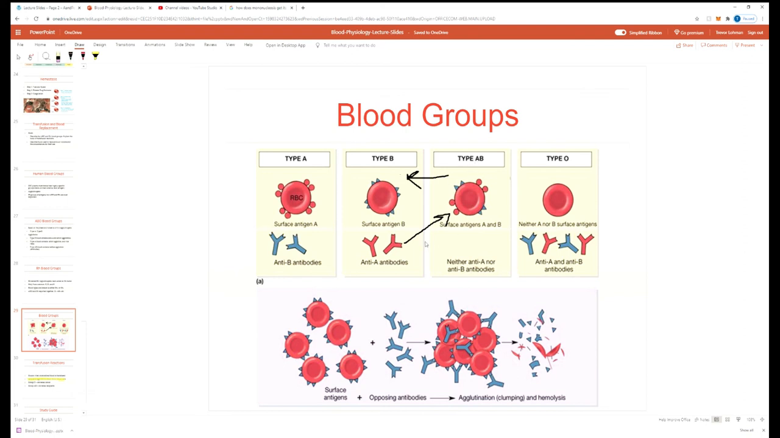But get this, if I gave B blood to AB, so I'm just switching, instead of AB being the donor, now AB is the recipient. That's okay. And you might say, well, how can that be? The anti-A antibodies are going to react with the surface antigen. But remember, in a transfusion reaction, it's the recipient's antibodies that react with the donor's antigens. Well, guess what? In this case, there are no antibodies. Type AB blood does not have anti-A or anti-B antibodies. That makes it the universal recipient.